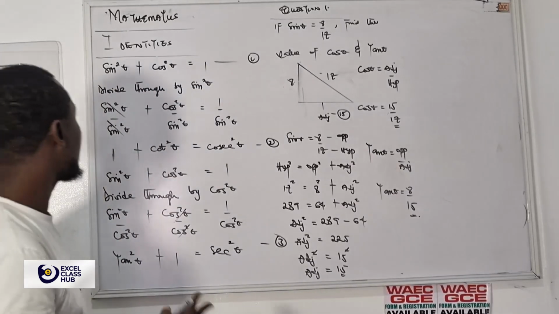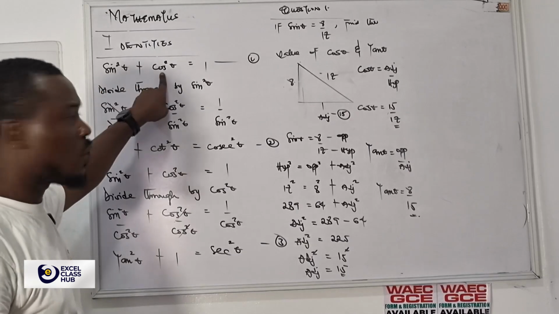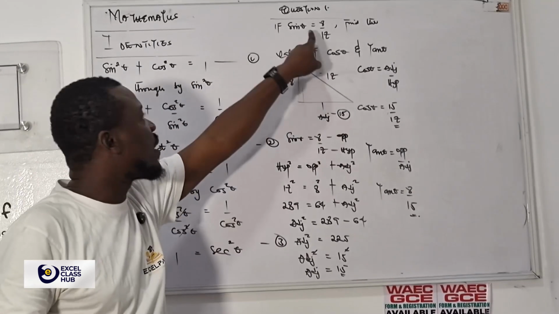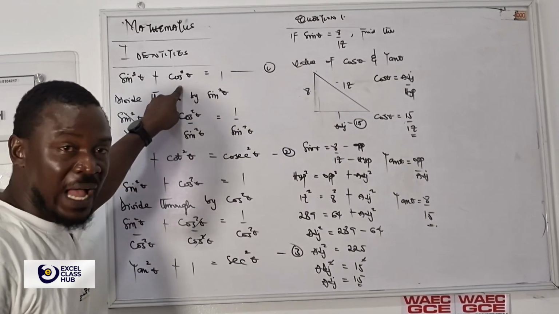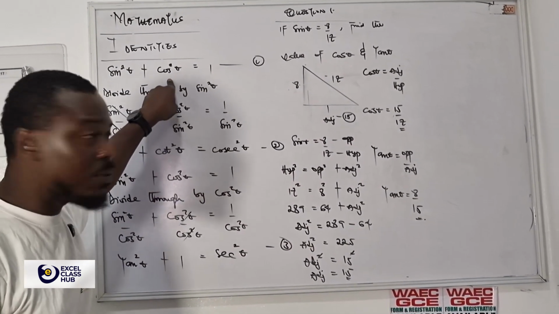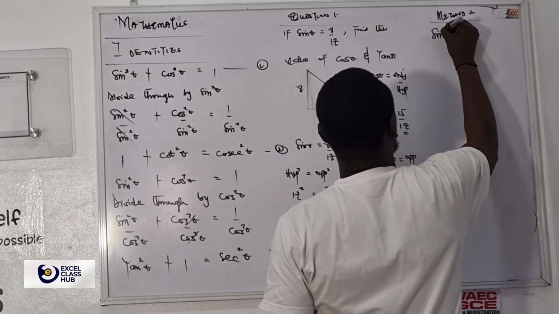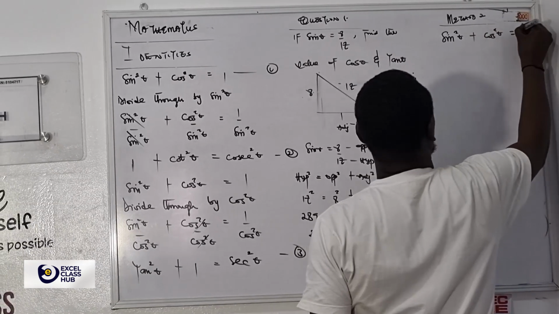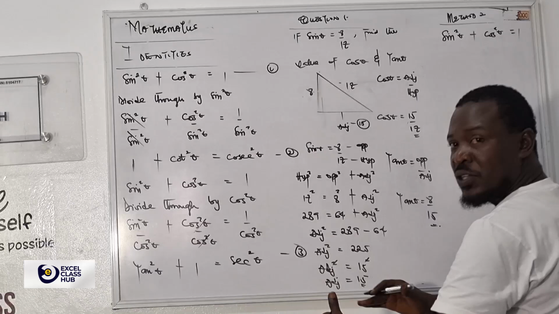To get my cos, you can see this is sine square theta plus cos square theta equals 1. So I'm looking for cos when you're given sine. I can use this equation 1 because this is the cos I'm looking for. I can use the first equation there, which is sine square theta plus cos square theta equals 1. I've gotten the answer using my right angle triangle.